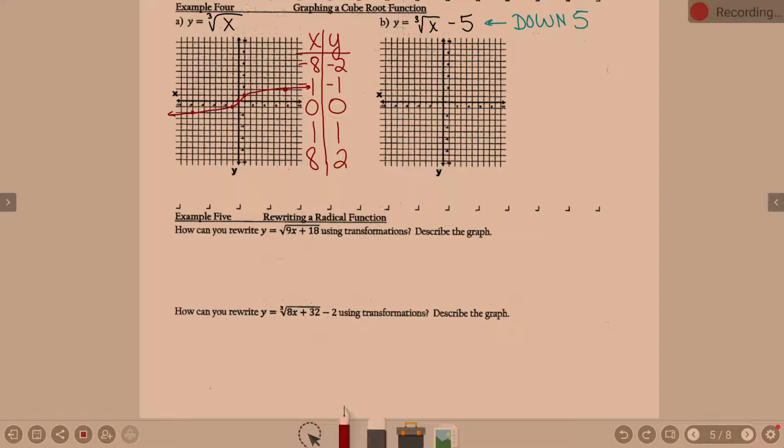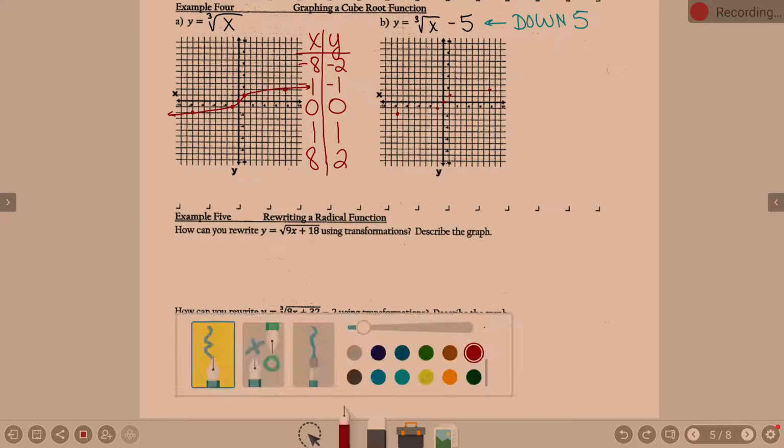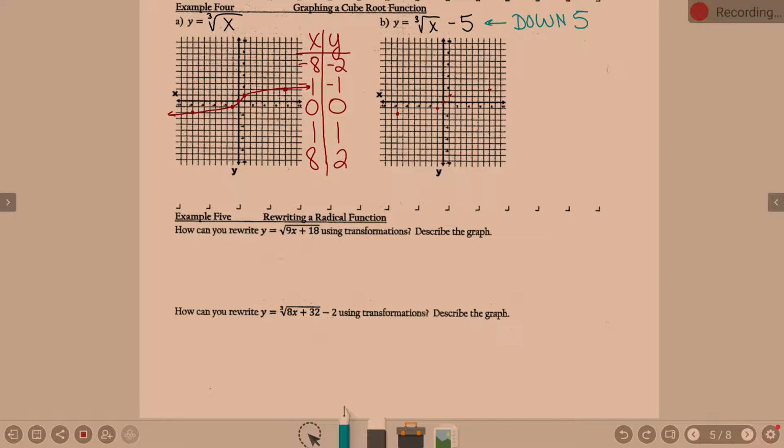But if I put my original dots on of (0, 0), (1, 1), (8, 2), (-1, -1), (-8, -2), those are the original dots, right? This set of ordered pairs in the middle, those are my original dots. That's the cube root of x. What are we doing on this particular problem? We're translating down 5. So take each of those dots and move them down 5 from where they're at.